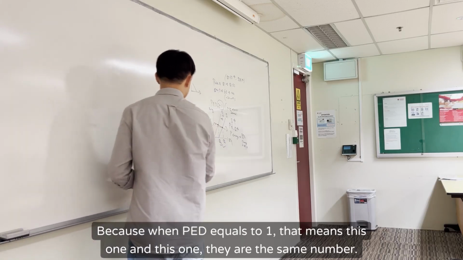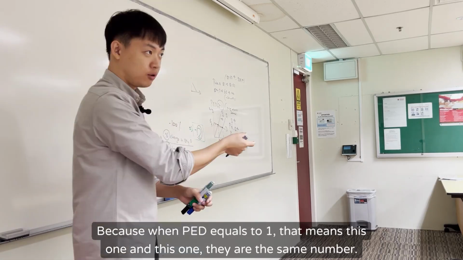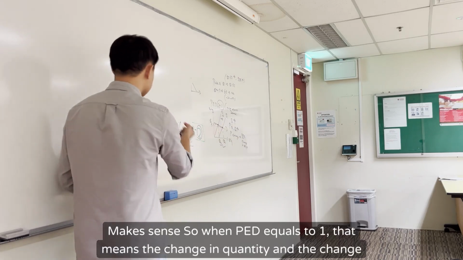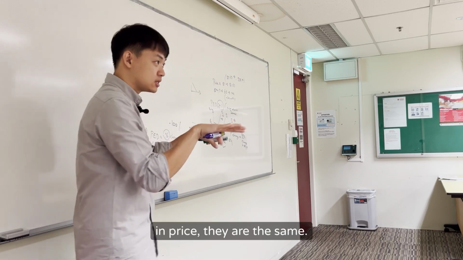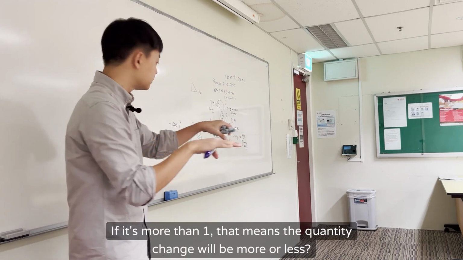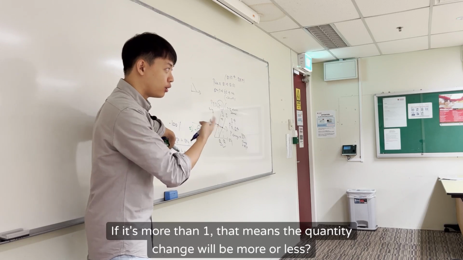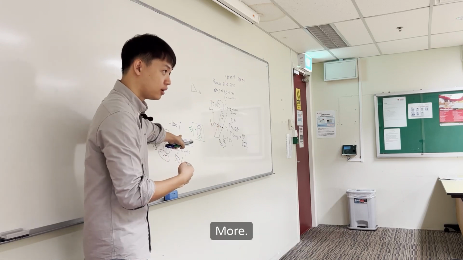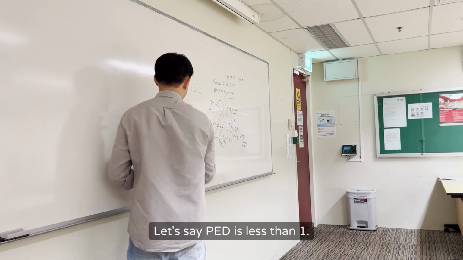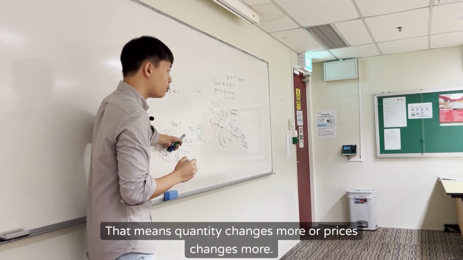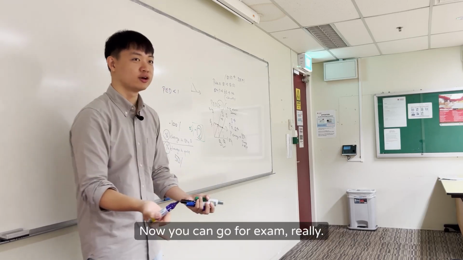Because when PED equals 1, that means this one and this one are the same number. Correct? Makes sense? So when PED equals 1, the change in quantity and the change in price are the same. If it's more than 1, the quantity change will be more. If PED is less than 1, quantity changes more or price changes more? Price. See, now you can go for the exam already.